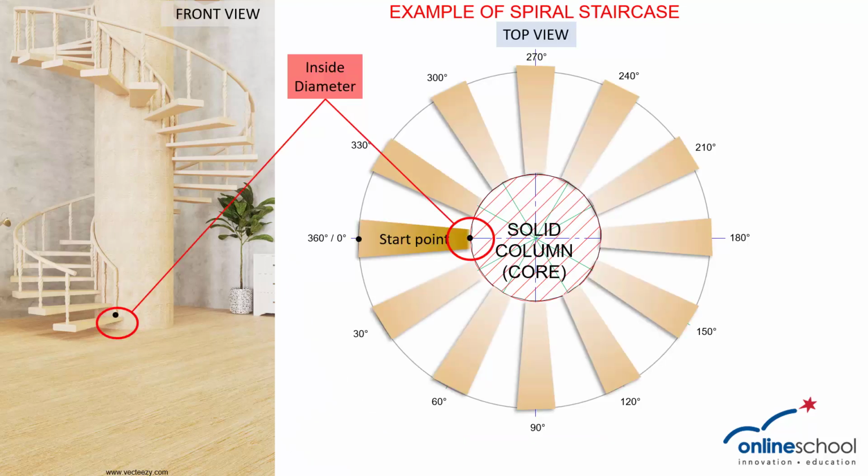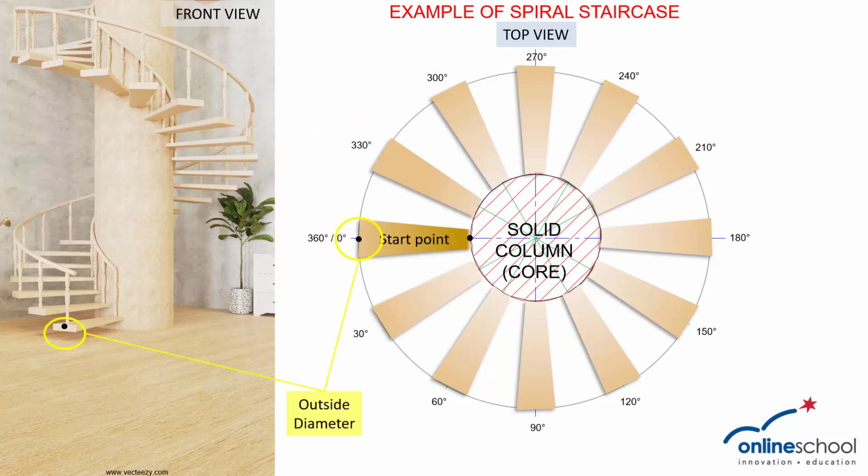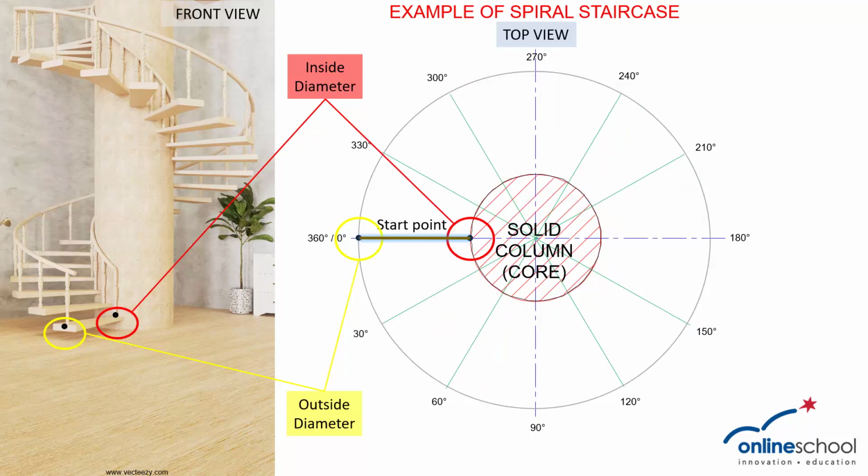Just a reminder of the inside diameter, which is right against the column on the inside of our staircase, and then also our outside diameter, which is on the outer edge or the far reach of our staircase. And here we see the two together, the inside and outside diameter. Please remember that in the question you will receive the dimensions for the inner and outer diameter. We will also make sure that our starting point is clearly indicated by a dark solid line.